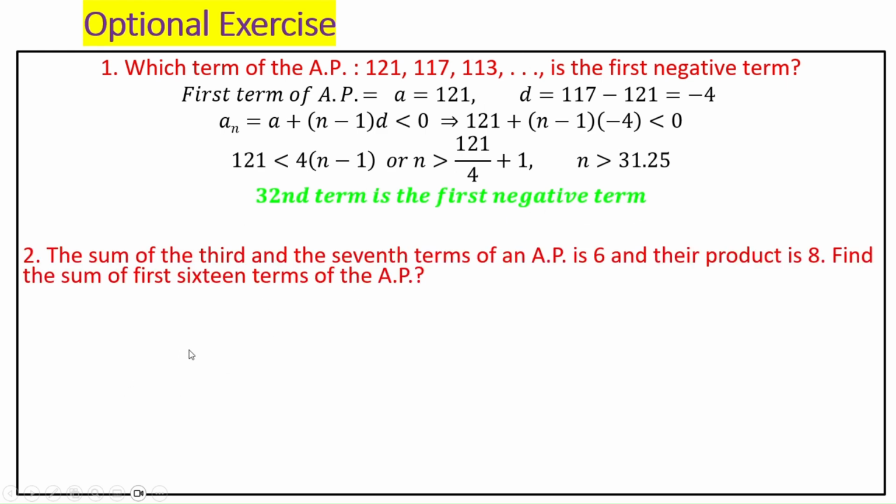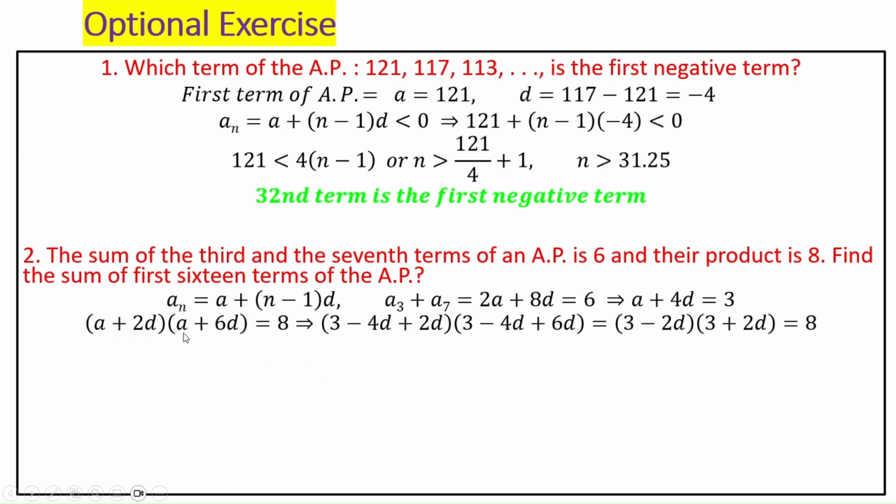Next, the sum of the third and the seventh terms of an AP is 6, and their product is 8. Find the sum of the first 16 terms of the AP. What is given: a3 plus a7 is 6, which is 2a plus 8d equal to 6, that is a plus 4d equal to 3, and also a plus 2d into a plus 6d equal to 8. The product is 8, that is given. If you simplify this, you will get 3 minus 2d into 3 plus 2d equal to 8.